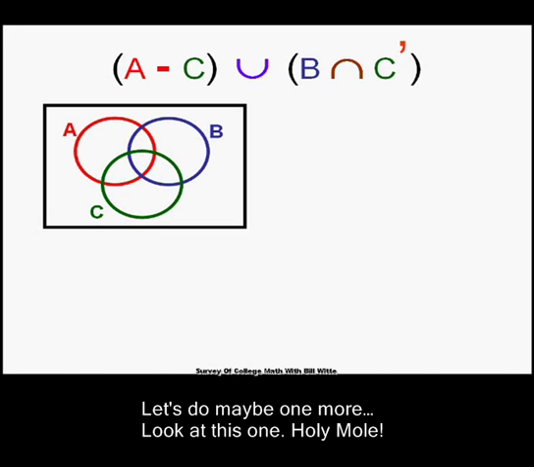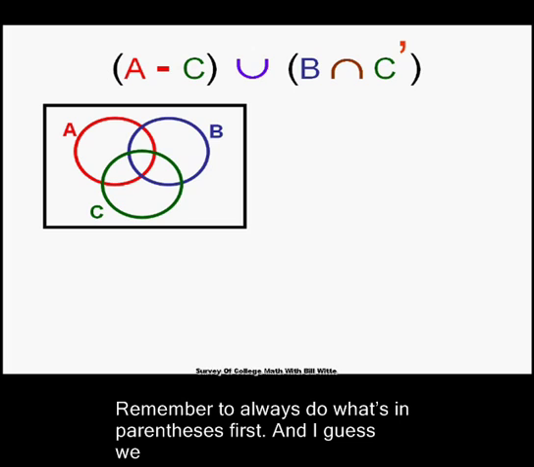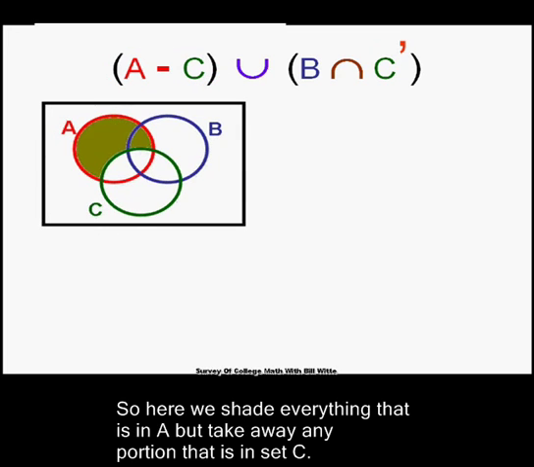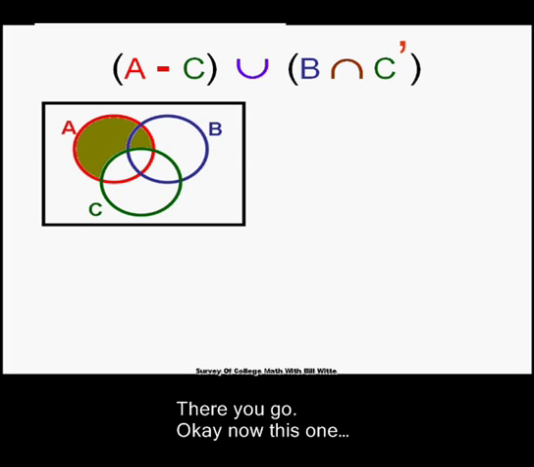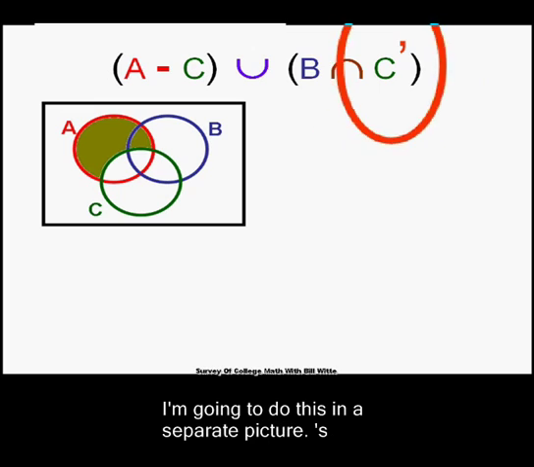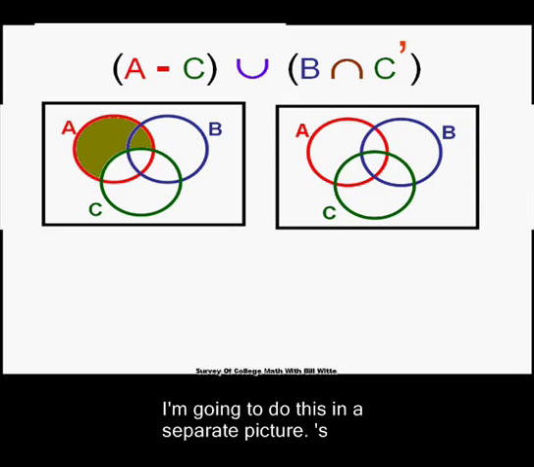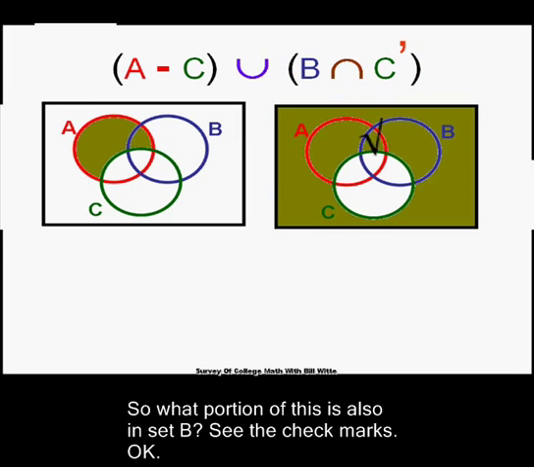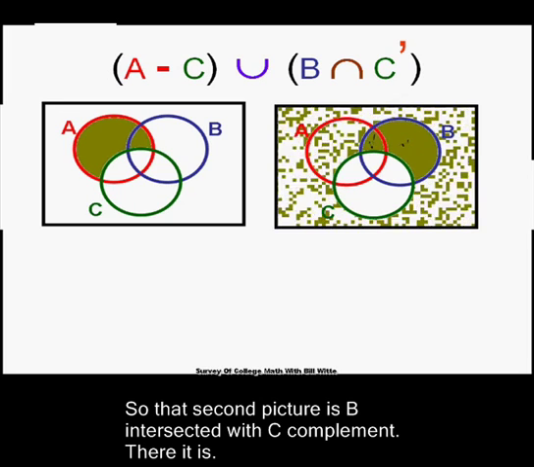Look at this one. Well, remember, we always do what's in parentheses first. And I guess we do the leftmost parentheses. So everything that's in A, but take away any portion thereof C. There you go. Anything that's in A, and C took a bite out of it. Okay, now this one, I'm going to do in a separate picture. C complement. Everything but C. And I want to intersect that with B. What portion of this is also in B? See the check marks. Okay, so that's B intersected with C complement.